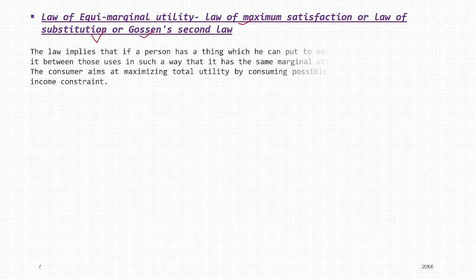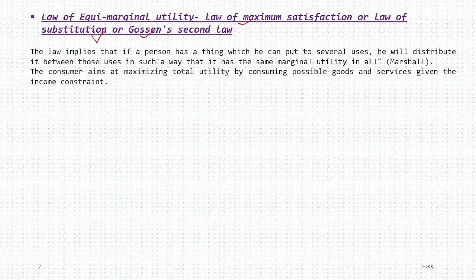So what does the law imply? The law says that if a person has a thing which he can put into several uses, he will distribute it between those uses in such a way that it has the same marginal utility in all. It was given by Marshall.